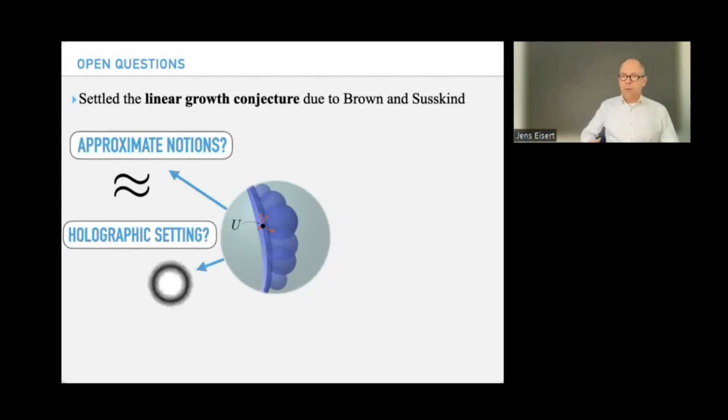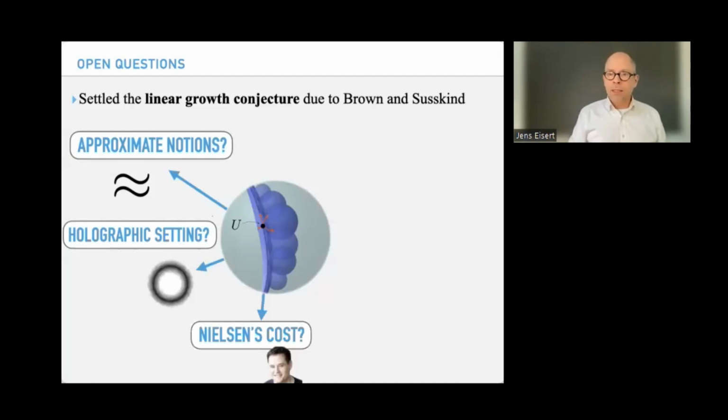Now, having said this, it would be good to relate this back to the holographic setting and interpret more what it all means, equipped with this rigorous result, and come back to the original motivation altogether.